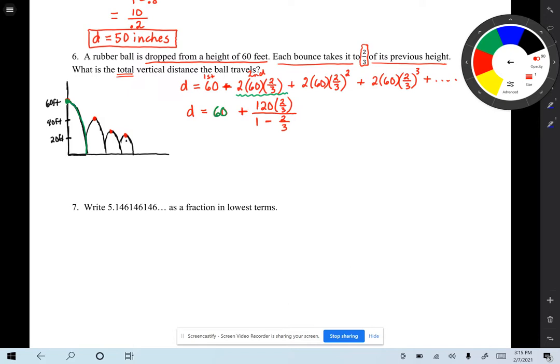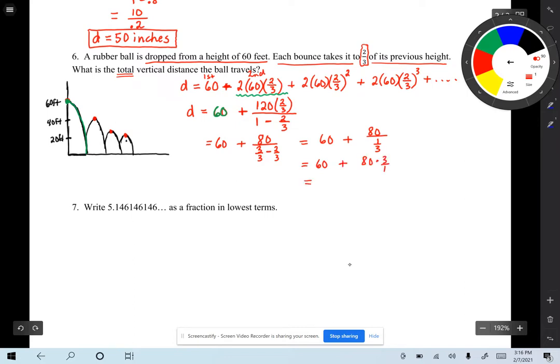So we have 60, I'll go ahead and put the 60 here, plus 120 times 2/3 is 240 divided by 3, which is 80, over, I'm going to write 1 as 3/3 minus 2/3. So far now we have 60 plus 80 over 1/3. So we have 60 plus, this is 80 times 3 over 1. So we have 60 plus 240. So it's a grand total of 300 feet.